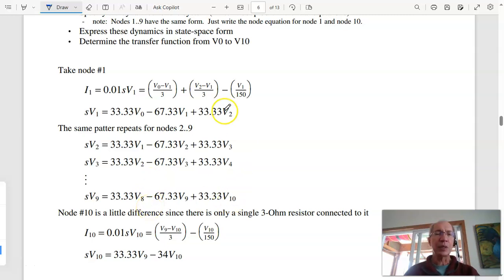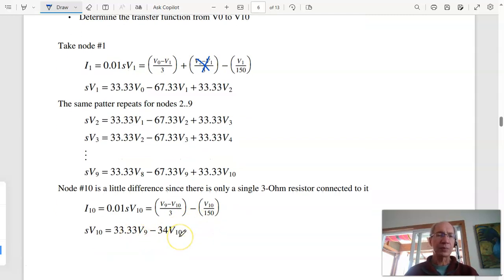Node 10 is the oddball. I don't have this term on node 10, so I get these equations. Basically what's happening is if I add voltage, I lose 67 units of current. 33 goes right, 33 goes left. The excess current goes to ground through the 150 ohm resistor.